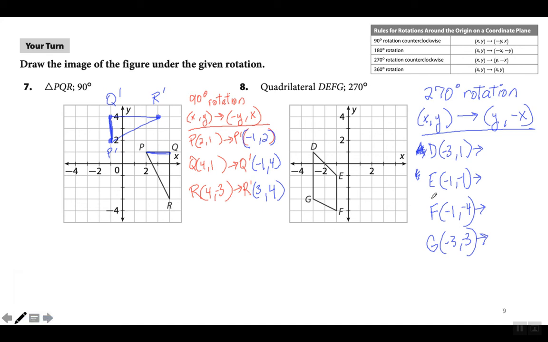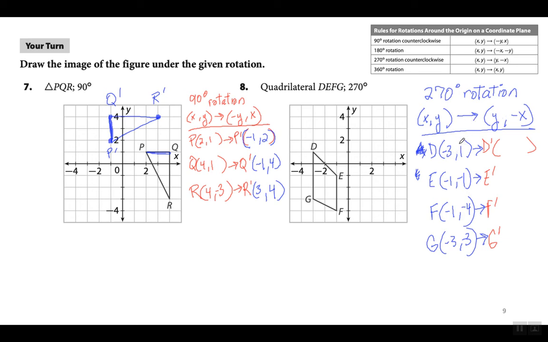Okay, so now I'm going to do D prime, E prime, F prime, and G prime. Again, by writing the rule here, it makes it real easy because I can just look right here. And trust me, later if there's a mistake, it'll be much easier to catch if you're writing the rule right above it. I promise you.